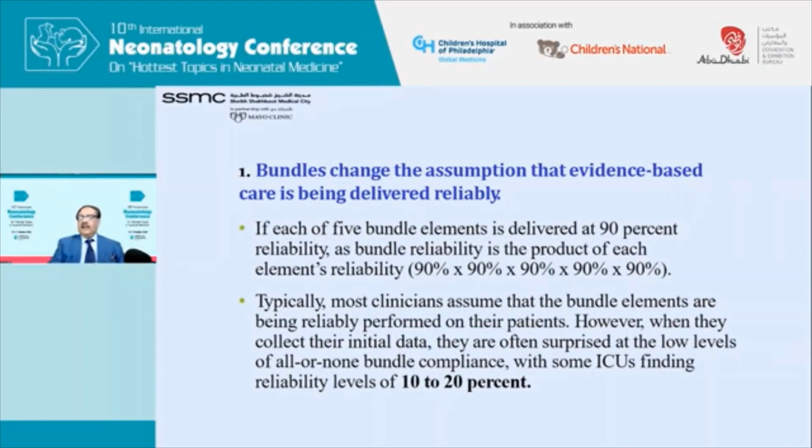So one by one: bundles change the assumption that evidence-based care is being delivered reliably. If you have 5 elements and, let's say, 90% reliability for each, that seems like a very high reliability. And typically most clinicians assume that the bundle elements are being reliably performed on their patients. However, when they collect their initial data, they are often surprised at the low level of all-or-none bundle compliance, with some ICU findings of reliability levels of 10 to 20%. So that's the issue of compliance: if you comply with your bundle of care, your results will be very good.